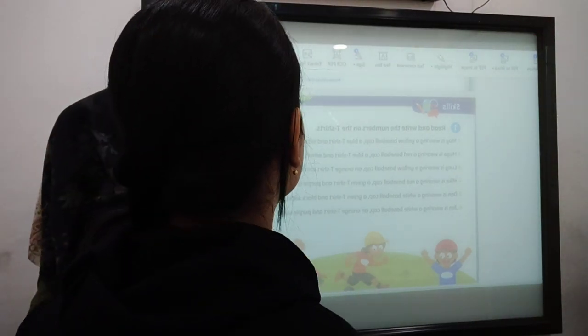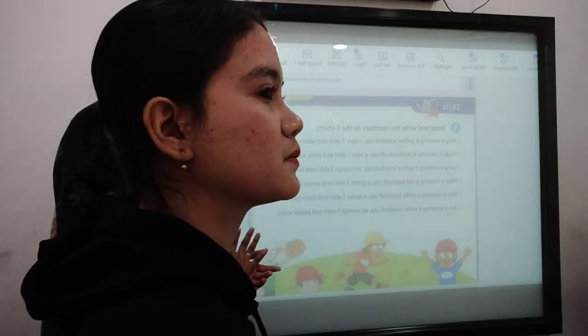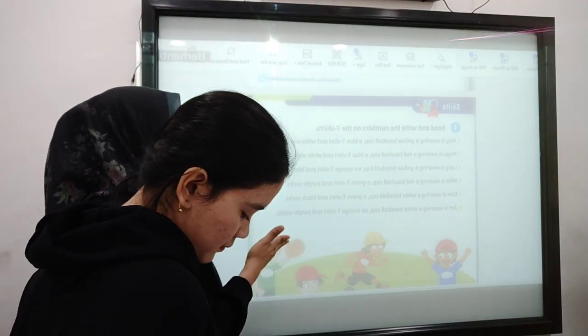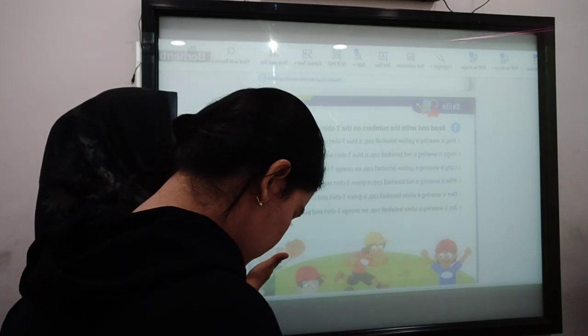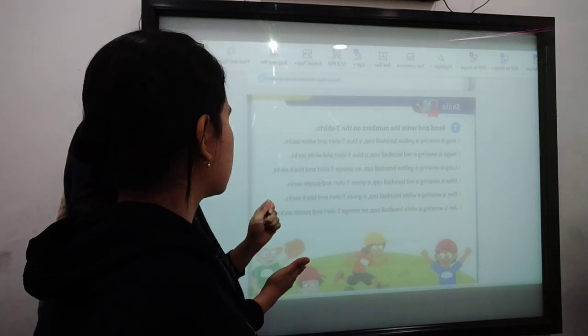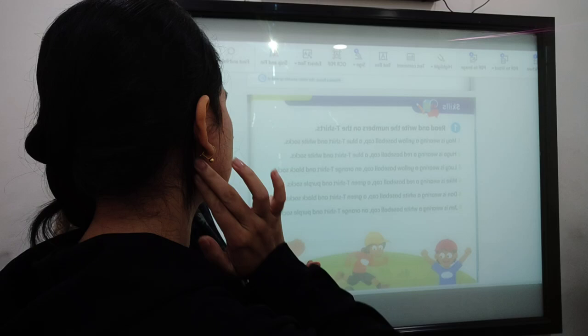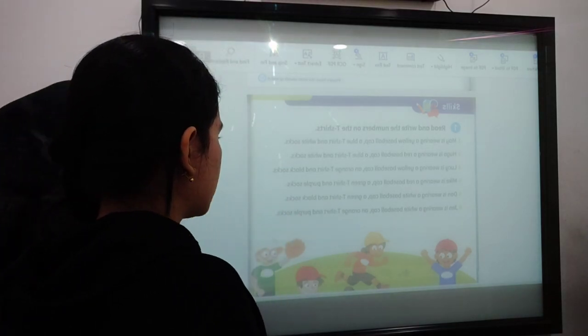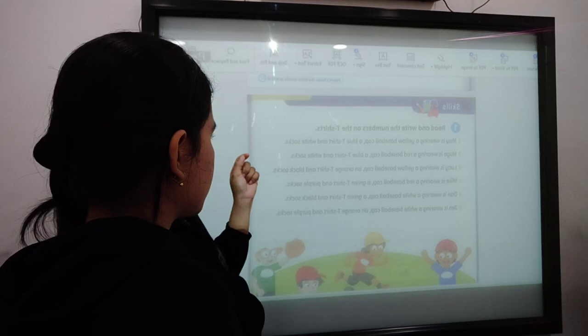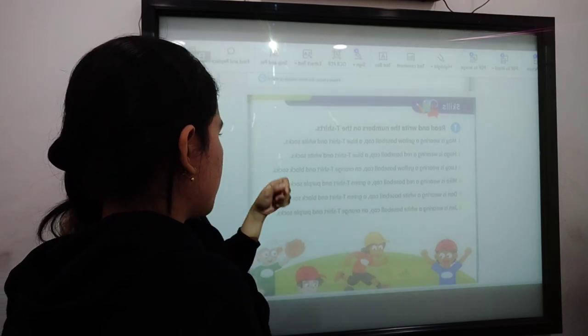One by one, I ask the student to get ready with the paper and with the pencil they will write what I say. For example, please draw a t-shirt pattern. Okay, so they will draw the t-shirt pattern, and after that, please draw striped long pants.